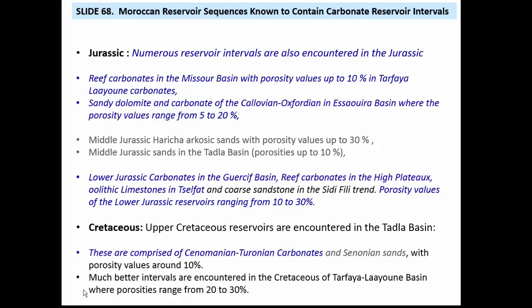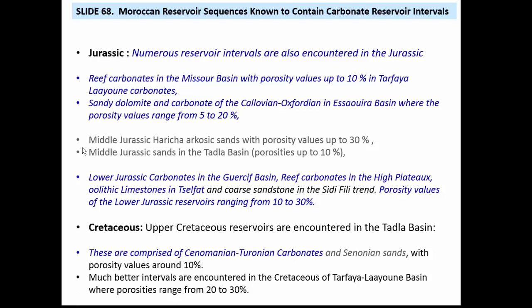Jurassic. Numerous reservoir intervals are also encountered in Jurassic reefal carbonates, Missour Basin, with porosity values up to 10% in Tarfaya-Laayoune carbonates. Sandy dolomite carbonate of the Callovian and Oxfordian in the Essaouira Basin, where the porosity values range from 5 to 20%. This is somewhat similar to what you have in the Haynesville and the Smackover. You've got similar problems.